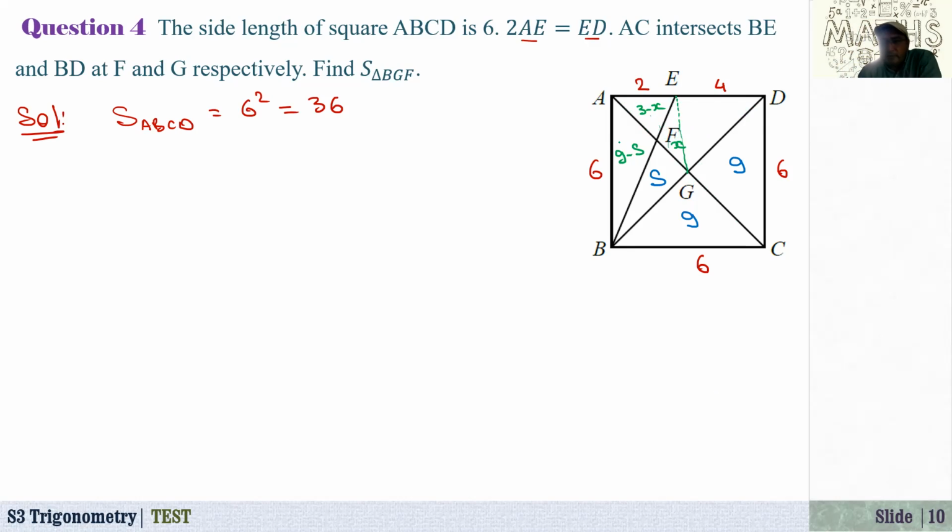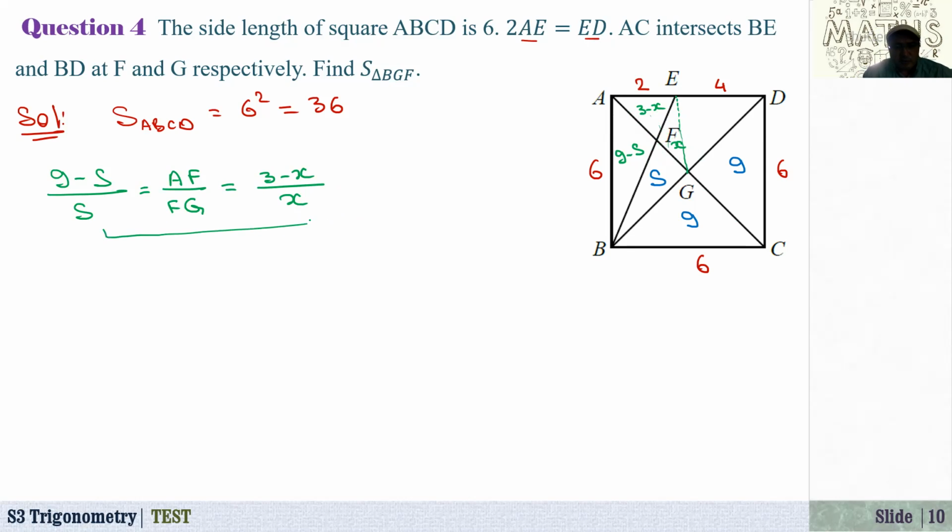Now from here, let's say (9 minus S) over S, the area ratio, is equal to AF to FG, right? And what is AF to AG? That's also equal to the area of AEF, that's 3 minus X, over the area of EFG, that's X, because these two triangles have a common side. Now if you solve this, combining these two equations, on the left-hand side we have 9 minus S over S minus 1, and on the right-hand side 3 minus X over X minus 1. The minus 1 cancel each other, and cross multiply. What is S? S is equal to 3X. That's our first step. So we just found the relationship between S and X, right?